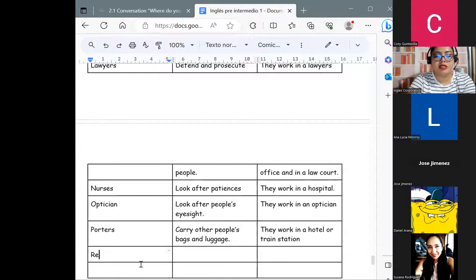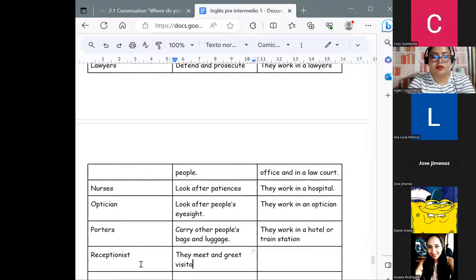The receptionist. They meet and greet visitors. And they work in reception, but in this case, they are in hotels, and in other places, but we are going to focus on hotels.